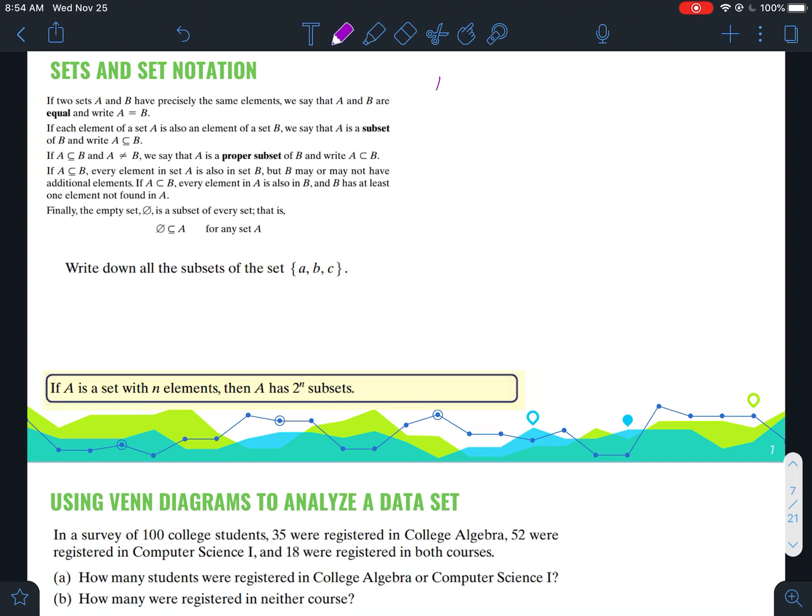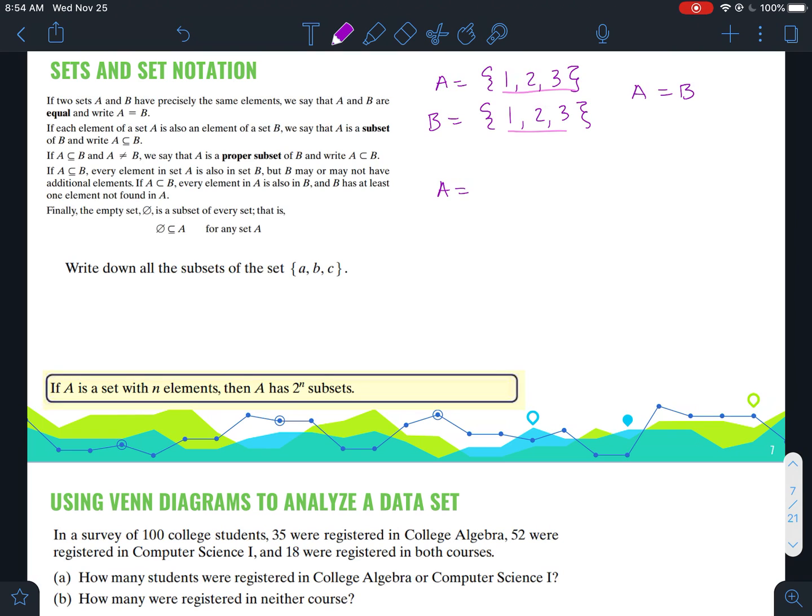So let's say we start with just set A, and set A contains the elements 1, 2, and 3. And typically we put sets in those braces, which I call birdie brackets. And then let's say we have set B, which is also the elements 1, 2, and 3. Now notice those two sets are identical. If two sets contain the exact same elements, then we can say they're equal. So set A is equal to set B.